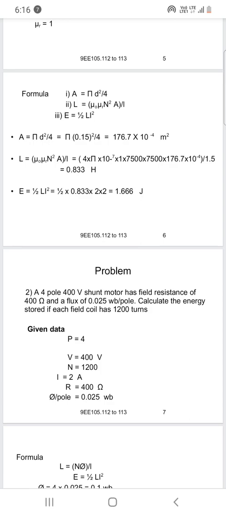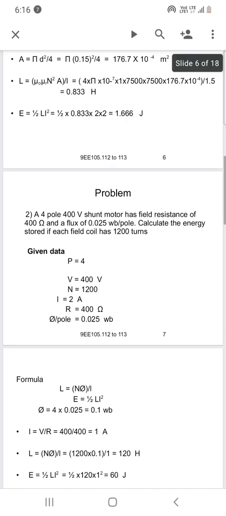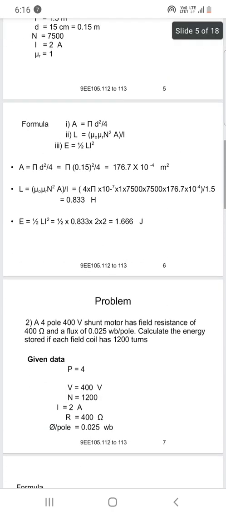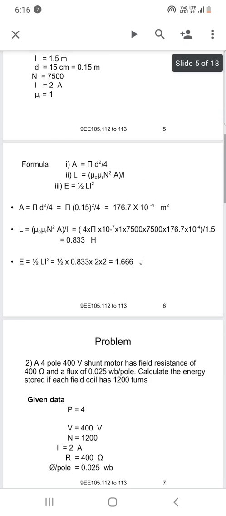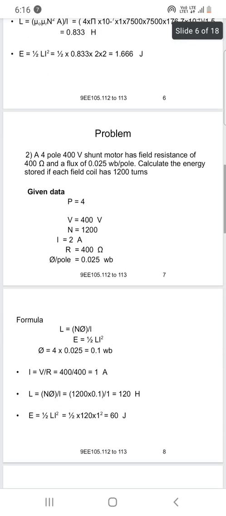Then the energy stored in the magnetic field E equals half L i squared, so half into 0.833 into 2 into 2, which equals 1.66 joules. So this is the energy stored in the inductance. This is the first problem. Next, second problem.